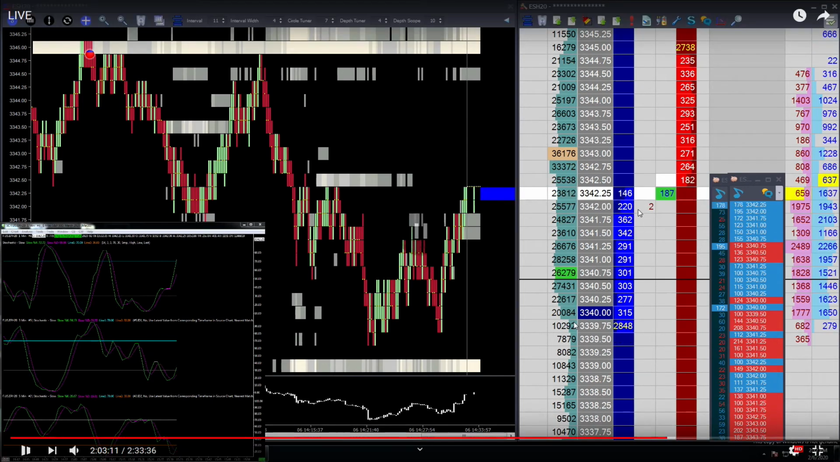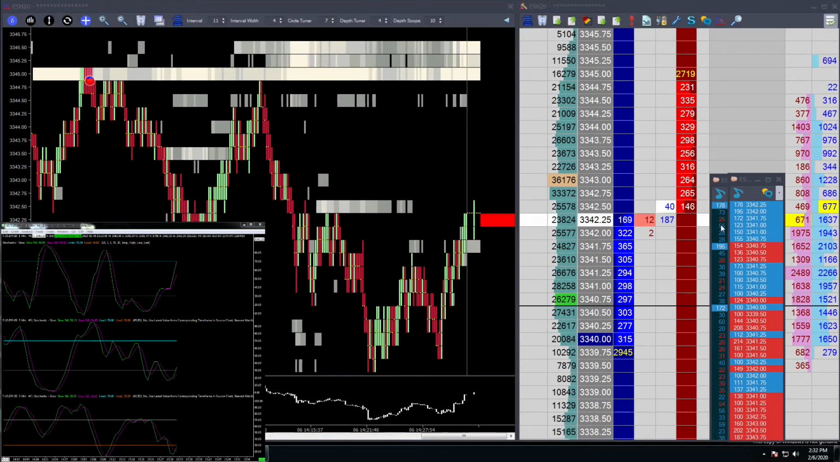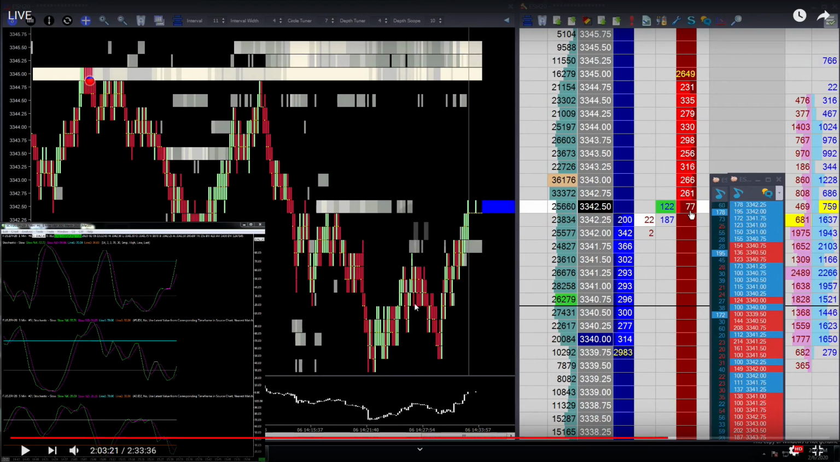Now I got size coming in under me. That's great. And remember, there was size right here. It pulled off, so that's always nice too. See how I didn't panic? It went in my favor by so much, and it came back past me by like 1 tick, and I didn't panic. It just takes practice.